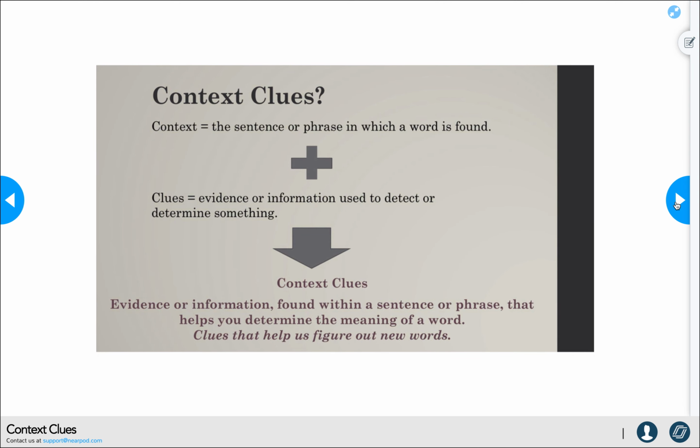So I've been talking up a big game about context clues, but you might be asking, what are they? So let's break it down. Context is a sentence or phrase in which a word is found. Clues are evidence or information used to detect or determine something. Therefore, context clues are evidence or information found within a sentence or phrase that helps you determine the meaning of a word. So in plain speak, clues that help you figure out new words. If you don't know them, there are going to be clues in the sentences that will help you.